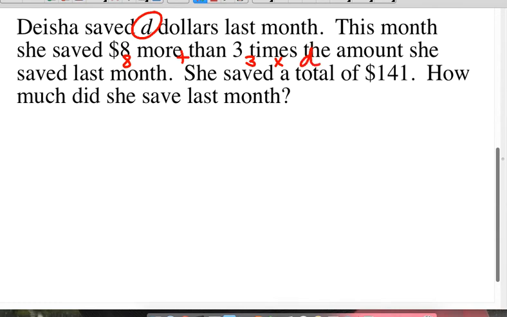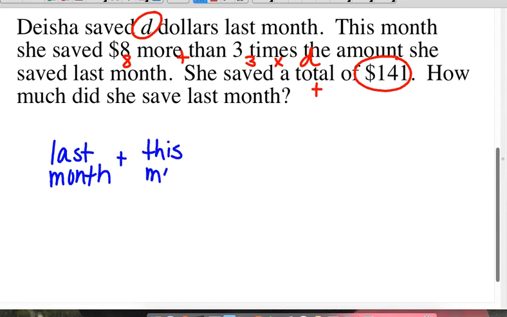Okay, she saved a total of $141. That's if you put both months together. A total means add those amounts together. So how much did she save last month? Okay, let's go back and sort this out. I know I have to take last month plus this month, and that's going to equal $141. So however much last month plus this month.